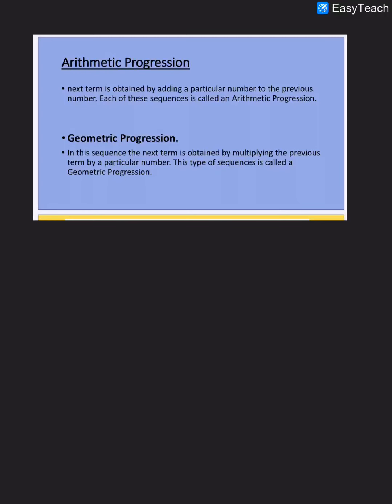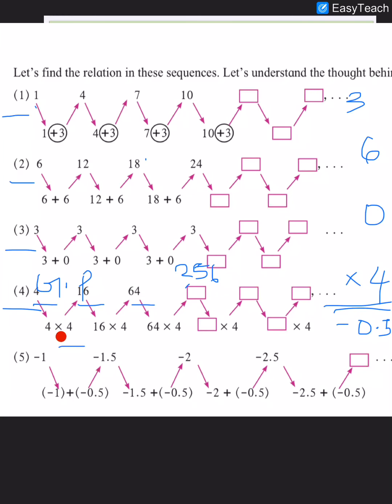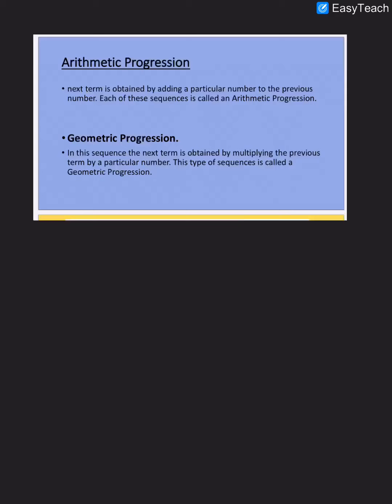So let's see what is a geometric progression. In this sequence, the next term is obtained by multiplying the previous term by a particular number. In this GP, the first term is 4. 4 is multiplied by 4, we get the next term 16. 16 again multiplied by 4, we get the next term 64. 64 multiplied by 4, we get the next term 256, and it goes like this. So 4, 16, 64 is an example of GP, and the rest are examples of AP.